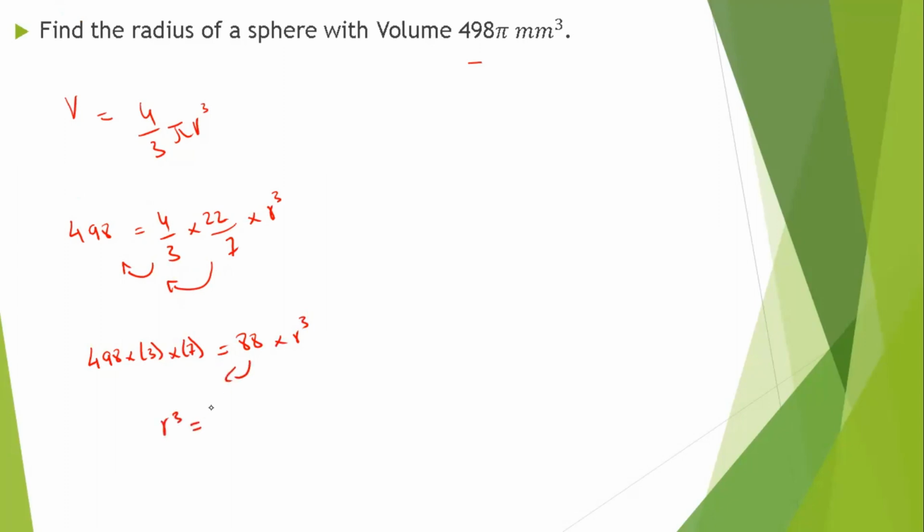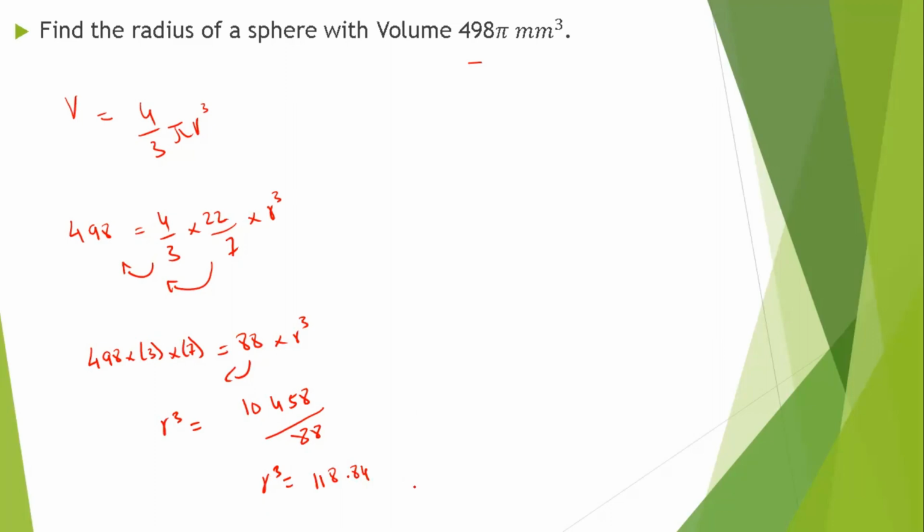So r cubed will be equal to 498 multiplied by 21, which gives you 10,458, divided by 88. These are even numbers, so you can easily simplify them with the table of 2 and then solve. When you divide, you get the answer 118.84. This is r cubed.